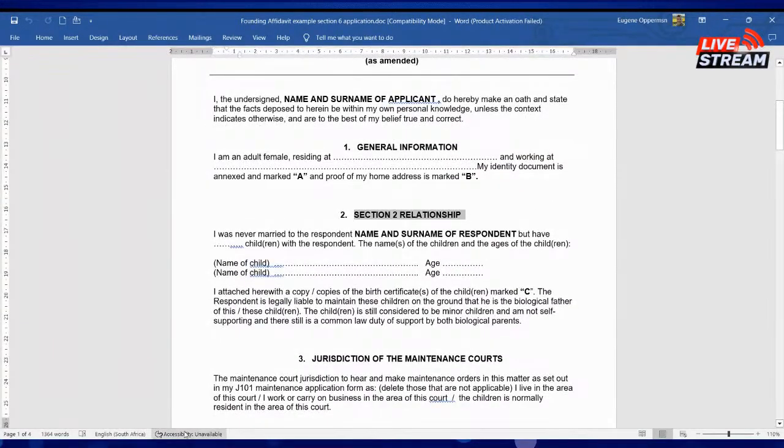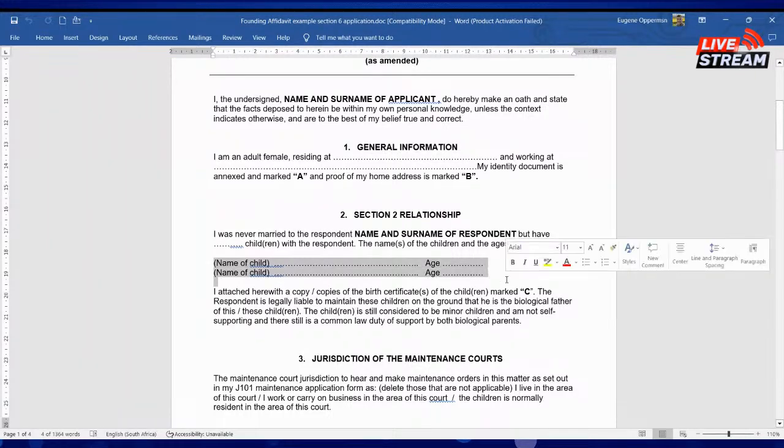You need to address Section 2, relationship. How are the parties interconnected? And then you can say, I was never married to the respondent, or I was married to him and I've subsequently divorced. You can change that. And you have the following child or children with him, and these are the names of the children. And then you attach, marked Annexure C, all the birth certificates of the children.